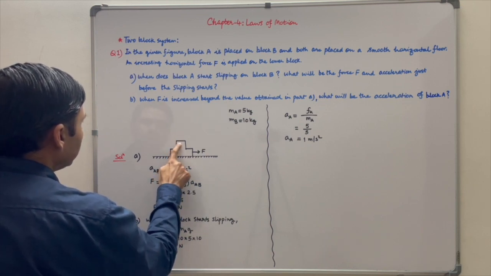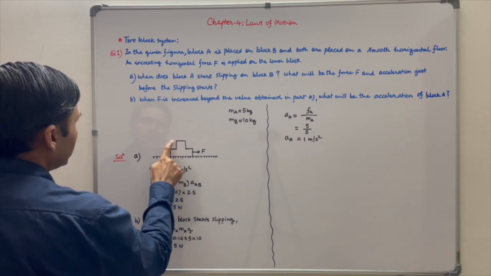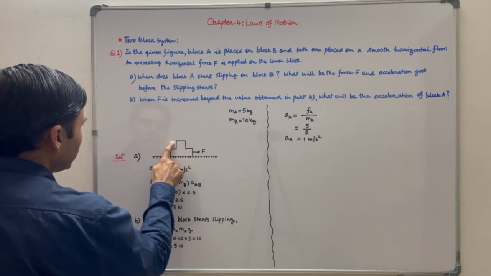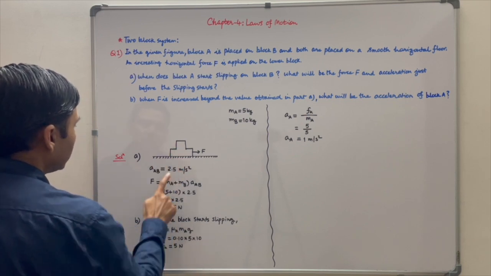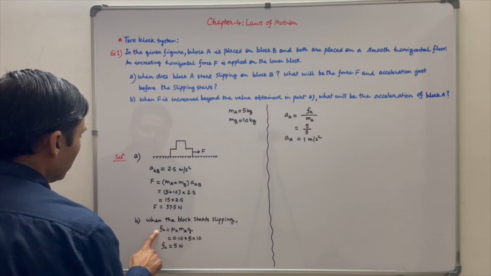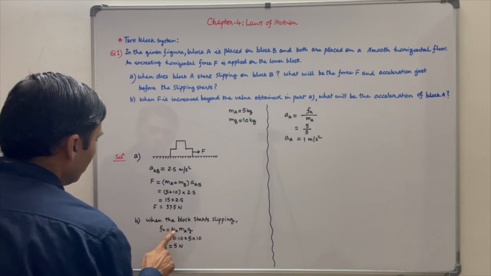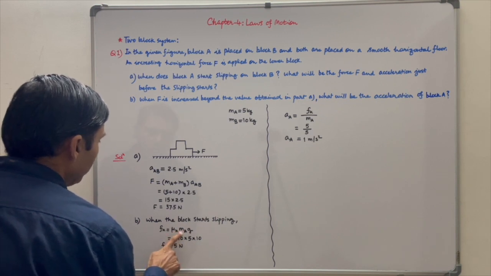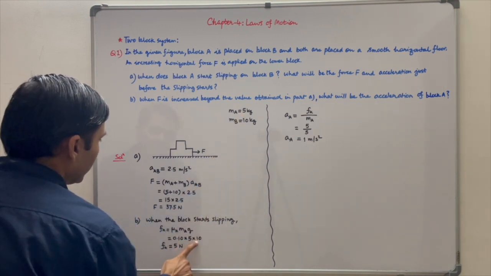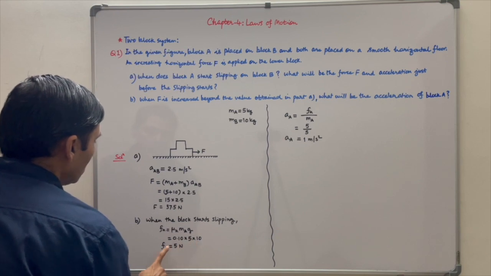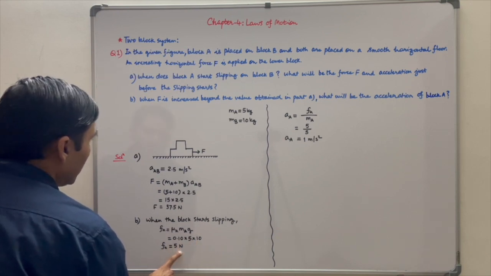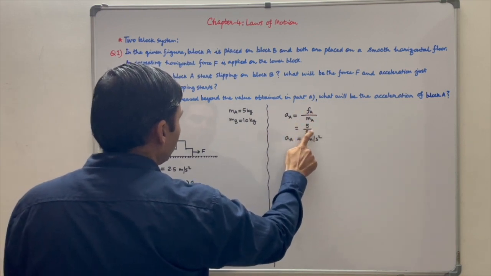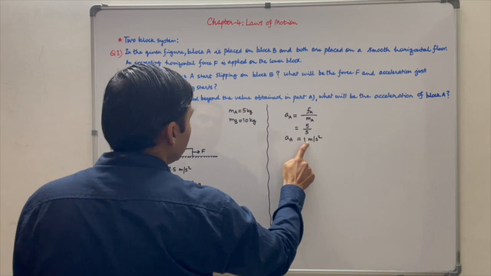Now we will treat them as different bodies. We know that block A is moving only due to friction force. When the slipping starts, we will call this friction as kinetic friction. It can be calculated by the formula Fk is equal to mu k into ma into g. Mu k is given as 0.10, ma is given as 5 kg, g we can take 10 meter per second square. So Fk is equal to 5 Newton and its acceleration will be Fk upon ma, that is 5 upon 5 or 1 meter per second square.